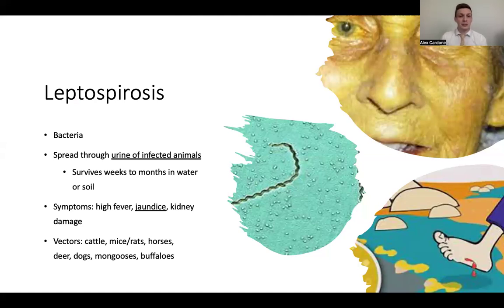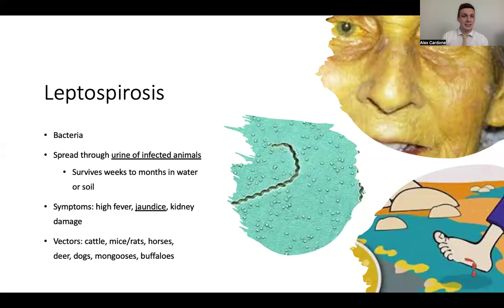Some of the typical vectors that you might find with this are cattle, mice and rats, horses, deer, dogs, mongooses. That one was a specific one that was called out, and buffaloes. I don't know what the plural is actually for that. I should probably have Googled that beforehand. But there's a multitude of animals that could be a potential vector for this.